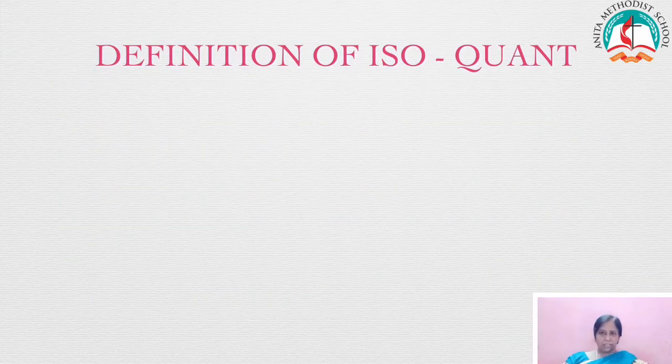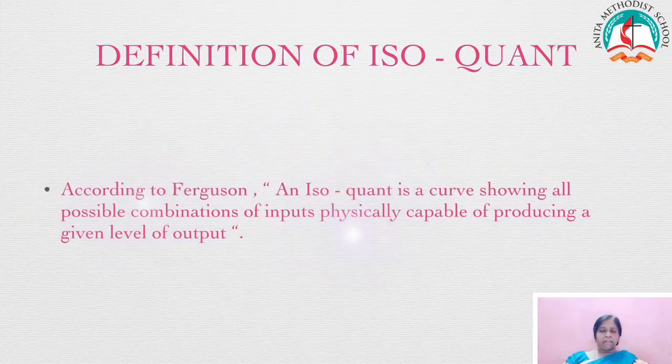Children, let us learn the definition of isoquants. As I said already, we are going to use only the two inputs. So, according to Ferguson, an isoquant is a curve showing all possible combinations of inputs physically capable of producing a given level of output. That is the definition given by Ferguson.